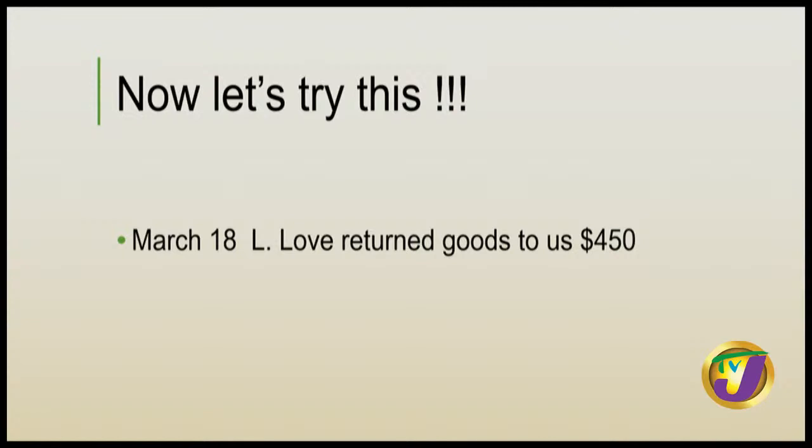Now, let's try this. March 18, L Love returned goods to us, $450. Which two items would be affected? Remember now, every time you get the transaction, you must identify the two items that are affected. Then you apply the double entry rule accordingly. Now, L Love returned goods to us, $450. Which two items are affected? What are the two nouns? L Love and goods. All right?